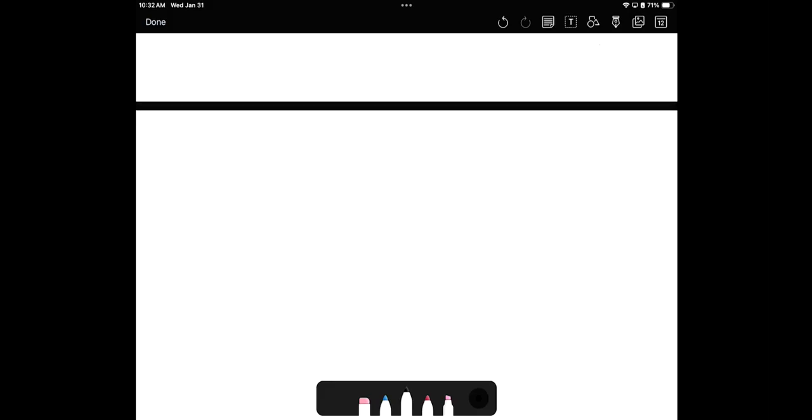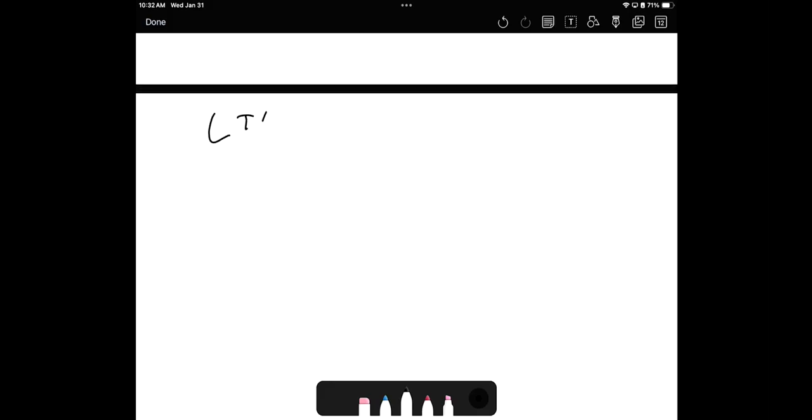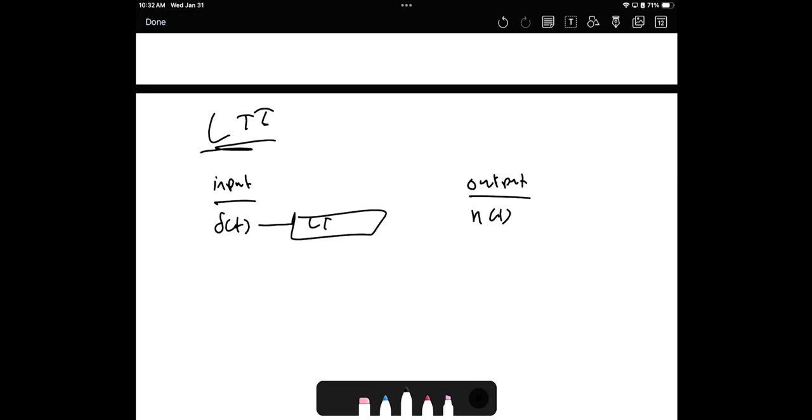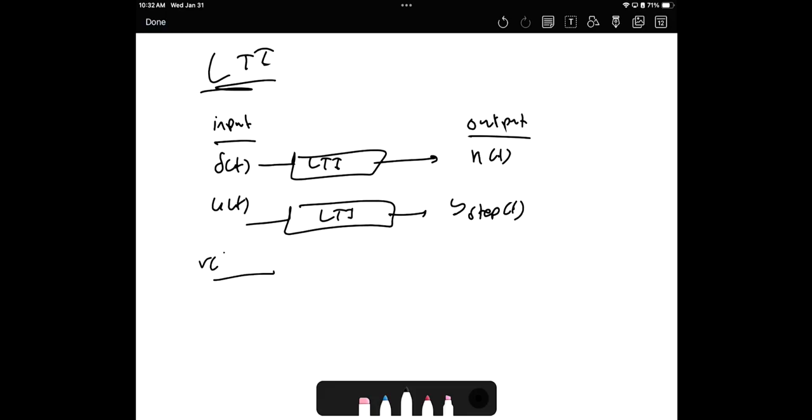Okay, let's again recall LTI response. When we have inputs, here outputs. So when you have delta of t, the output we call it h of t. When we have u of t, the output will be y step of t. When we have r of t as ramp input for LTI, we will have y ramp of t.